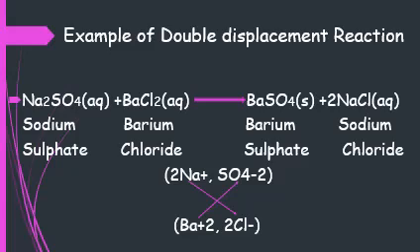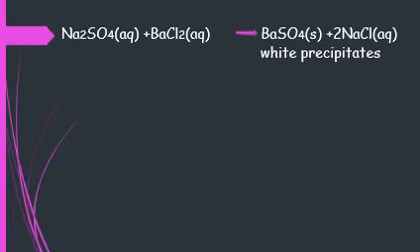The same reaction, if we study in detail, is given in the next slide. So here the same reaction is given, which is going to give us white precipitates of barium sulfate. The precipitate means nothing but a solid which is formed in the reaction. So how does the reaction actually take place?